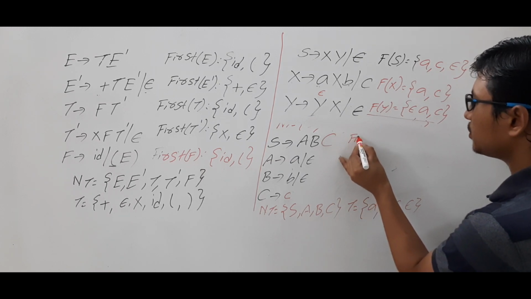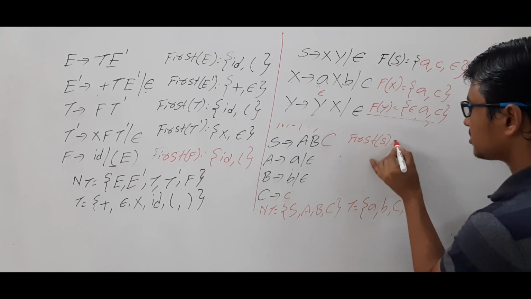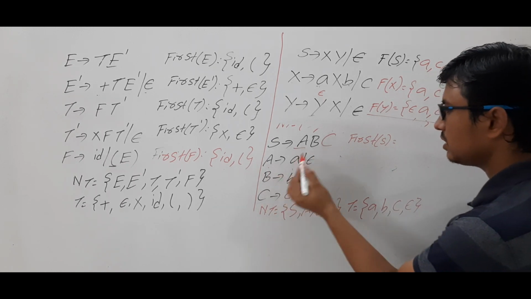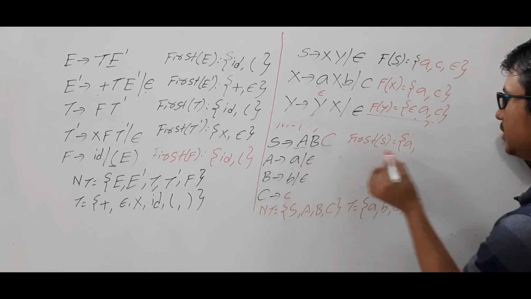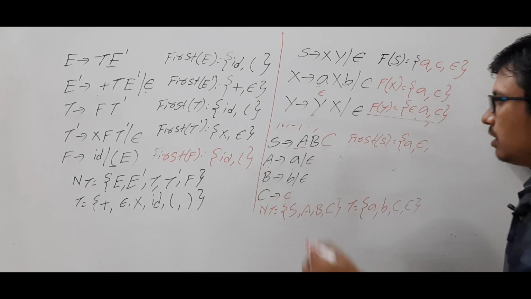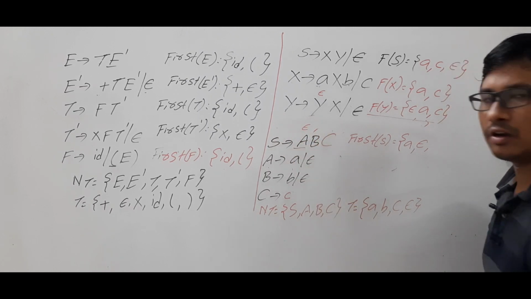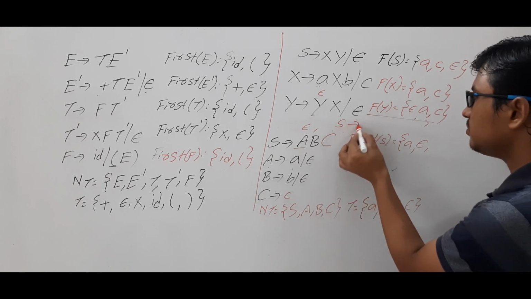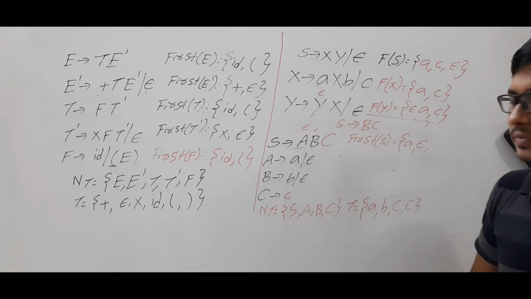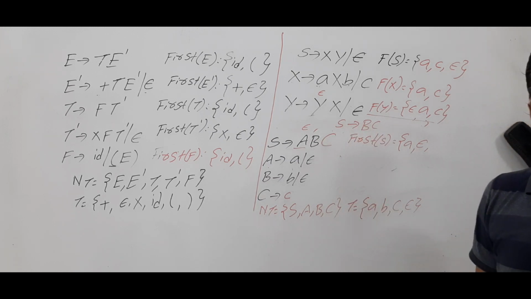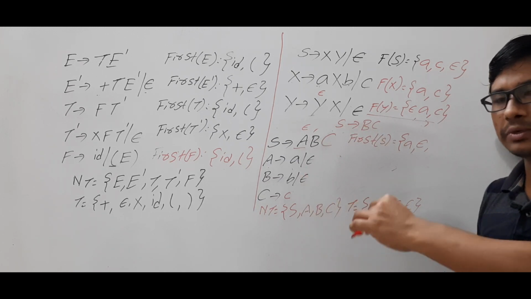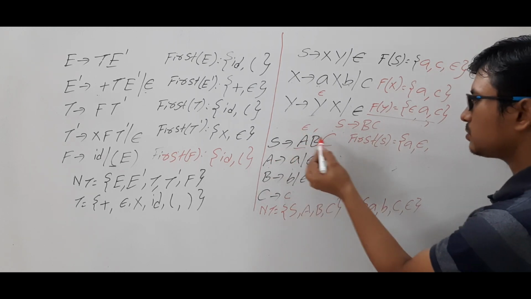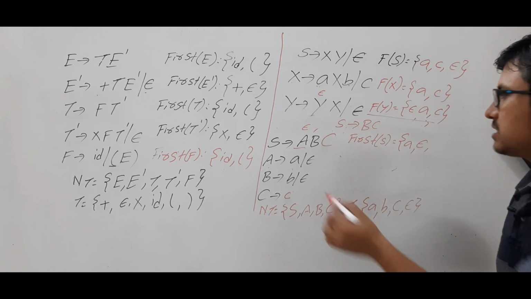So now let me compute the first of S. First of S, can you tell me what it is? First of A. First of A is what? a comma epsilon. You need to consider the a comma epsilon. Now in place of this one, if I keep epsilon, then this production will look like S determines BC. Now it is equal to what? First of B. Are you able to understand? Let me discuss like this so that you will understand. In place of A, if I keep epsilon, then this production will look like S determines BC.